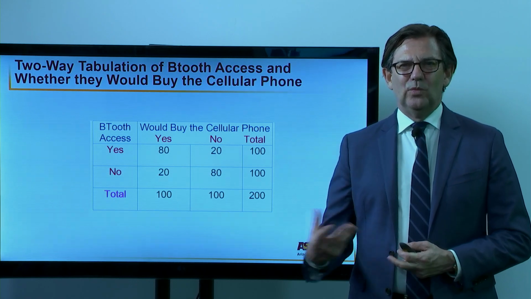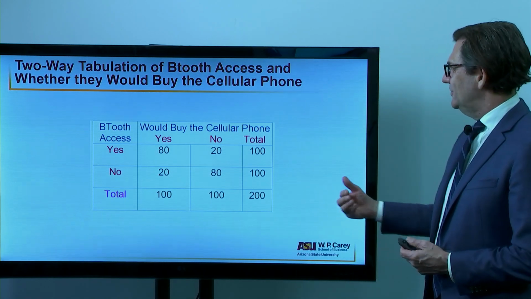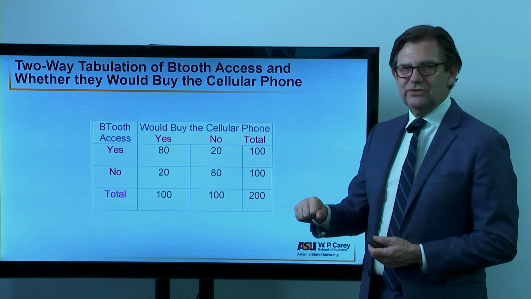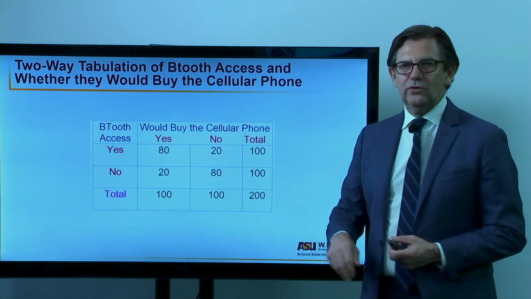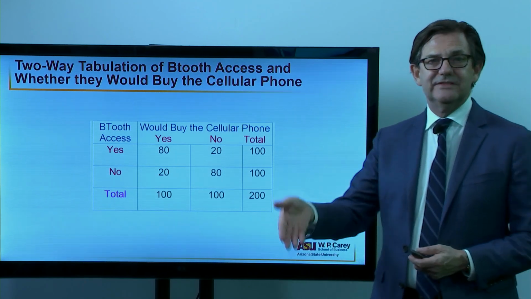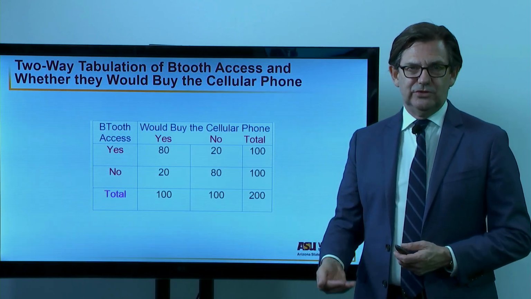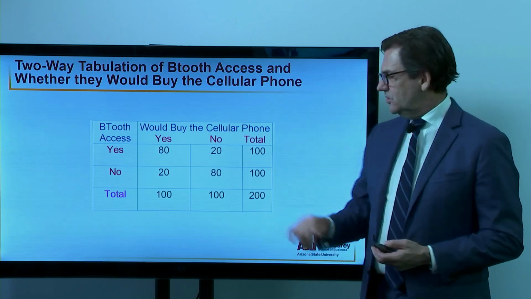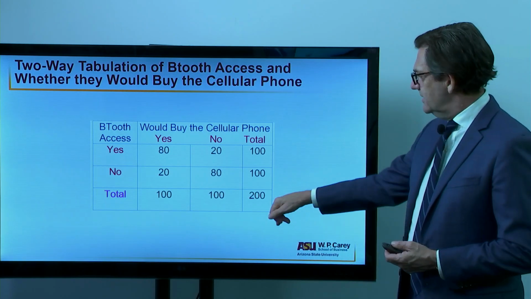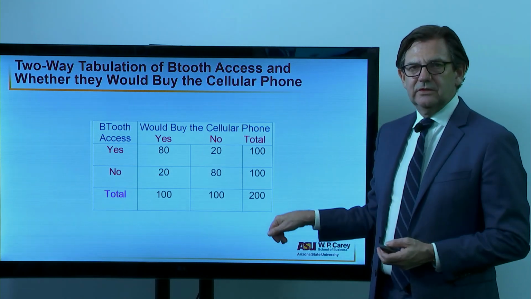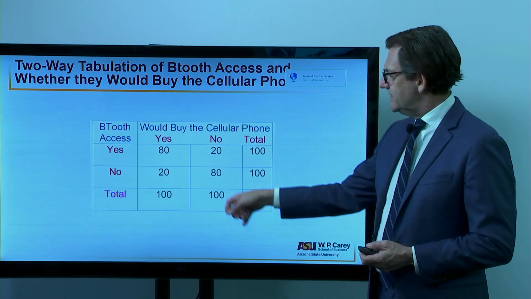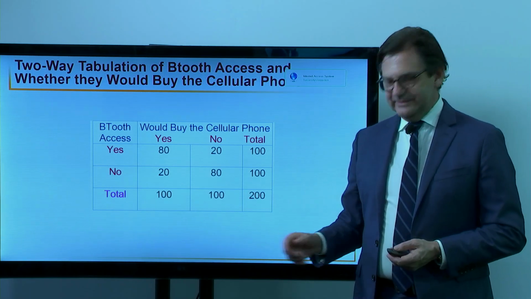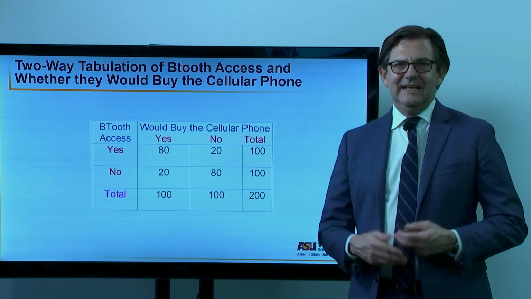So one group saw the Bluetooth phone: 80 of them said yes to buy, and 20 said no. The control group saw exactly the same looking phone, it does everything the same, but it doesn't have Bluetooth access. Will they buy the phone? 20 say yes, 80 of them say no. Once again, 100 here, 200 in the sample size, and we have the no's 100, and the yeses 100 here. So this is the scenario.